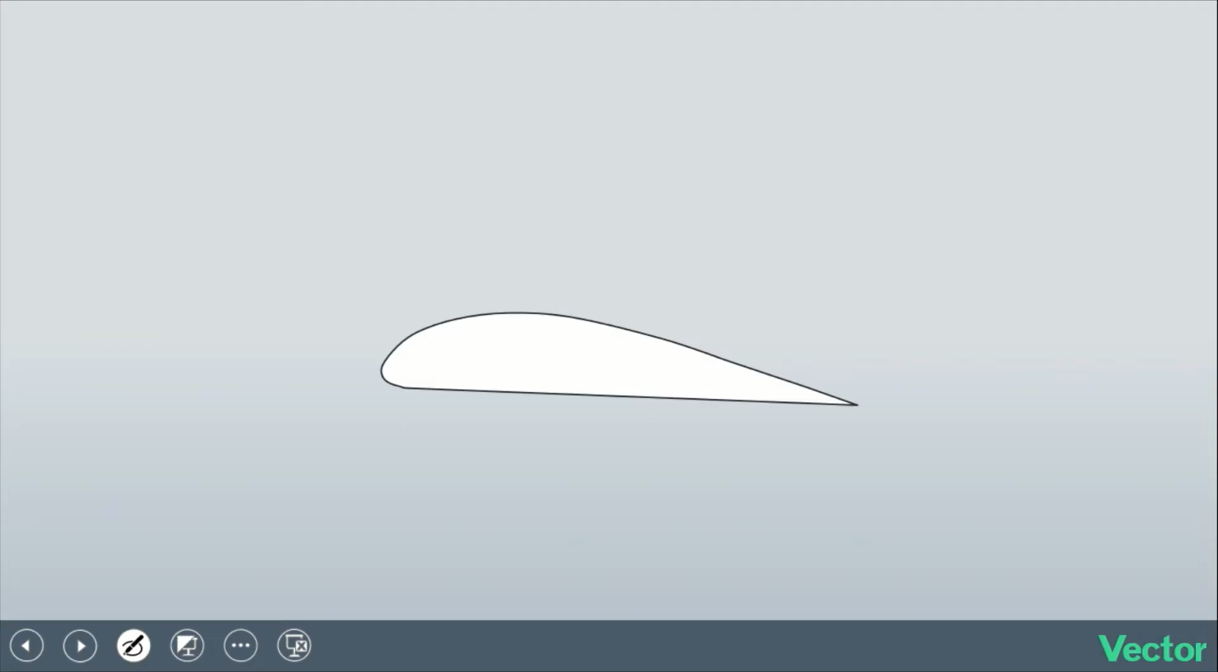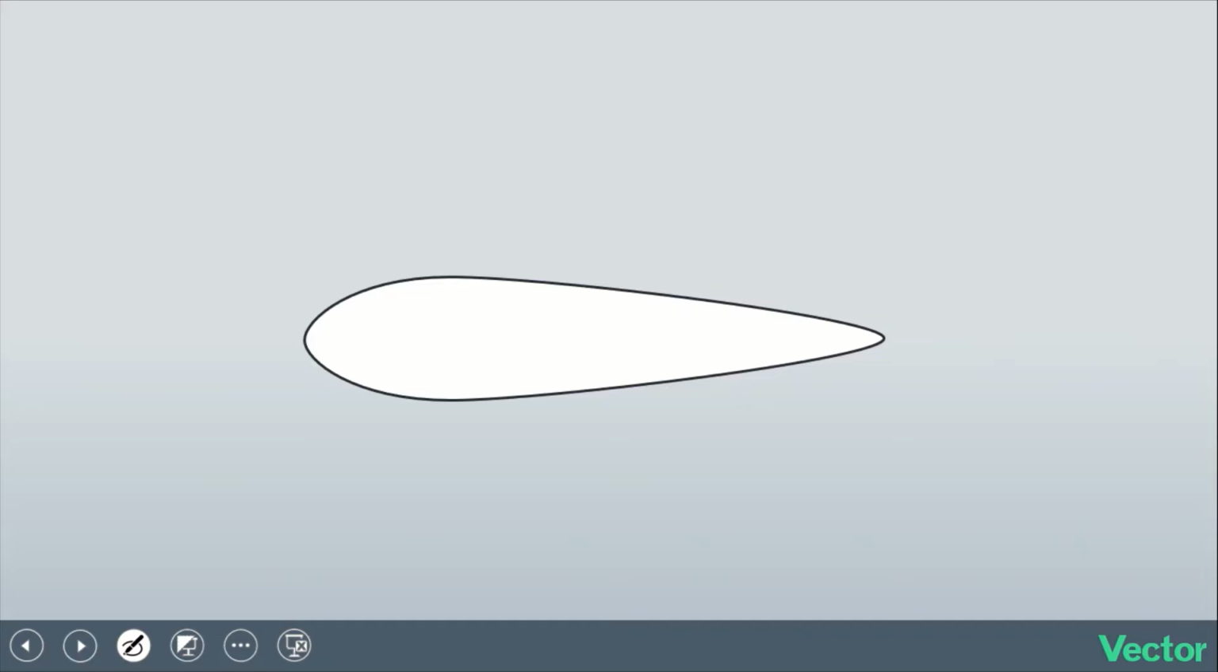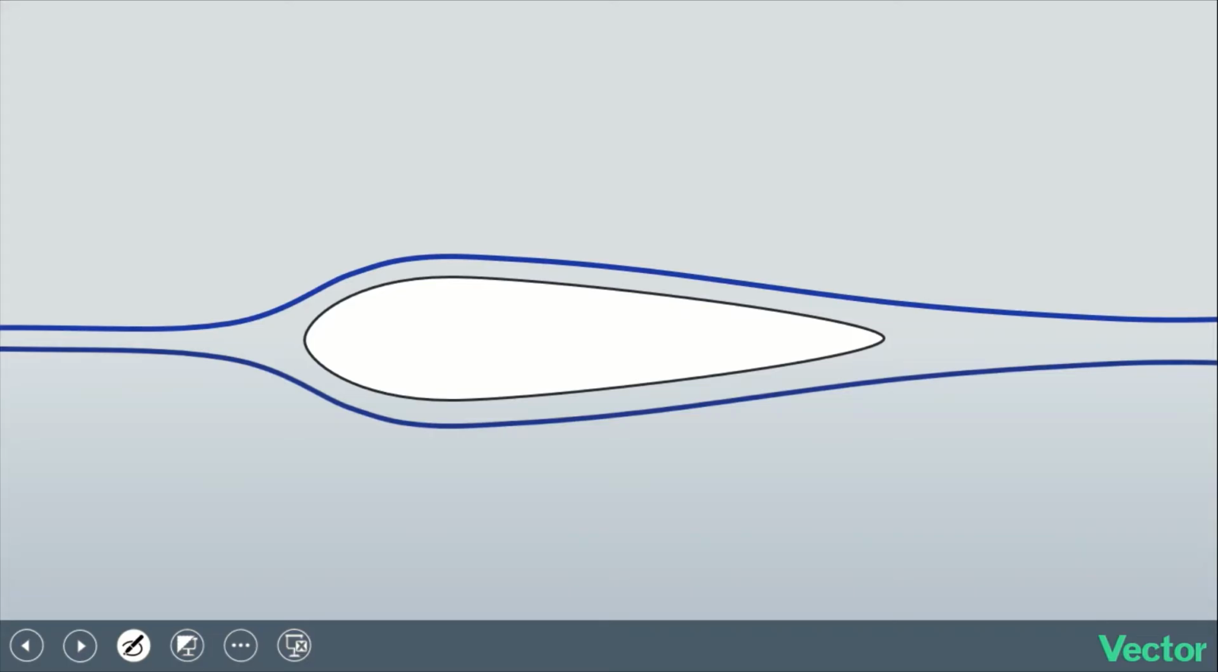So let's go back to our example of a symmetrical airfoil. Remember we said that with a symmetrical airfoil at a zero angle of attack, the air will pass over the top and underneath the bottom in the exact same way. So whatever happens to the airflow over the upper surface will happen to the airflow underneath the lower surface. There'll be no net difference. There'll be no force imparted on the airfoil.